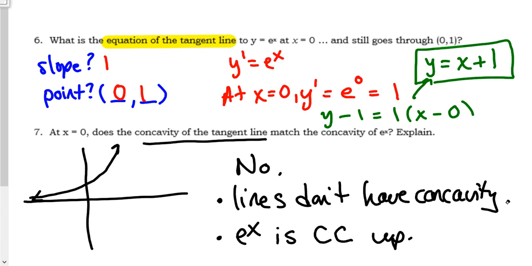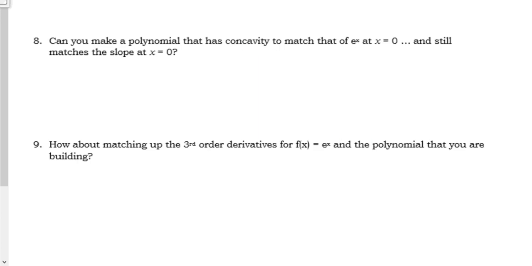Now, big challenge question I'm going to leave you with for a minute, okay? This is going to be something I want you to think about yourself. Can you make a polynomial that has concavity to match e to the x at x equals 0 while still maintaining that the slope at 0 is the same?